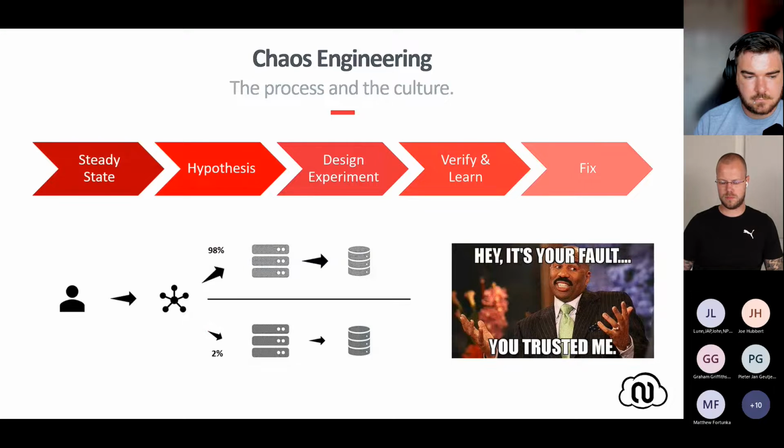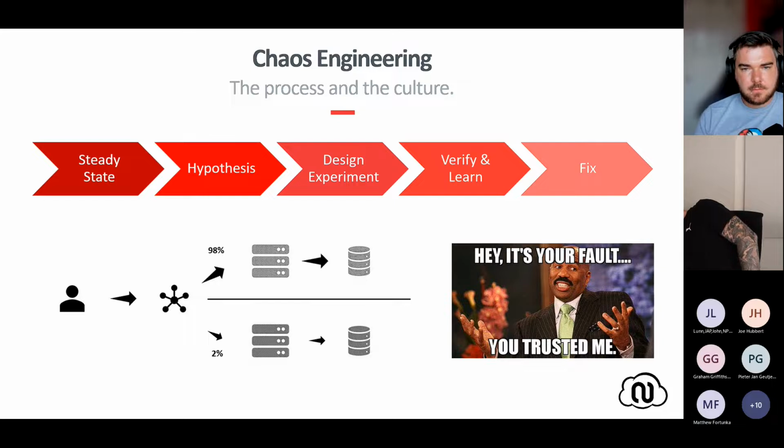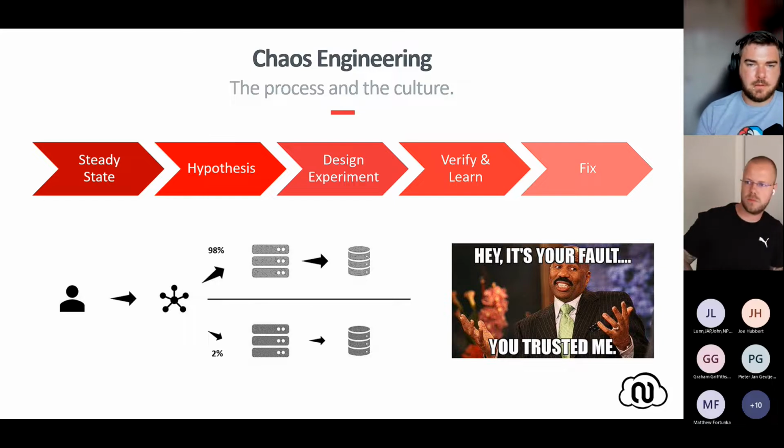When you look at the process and the culture within chaos engineering, there is actually a general high overview process. Starting from the steady state, which is the normal behavior of your system, it is important to know the value range of a healthy state. So you need to know when is my application healthy.